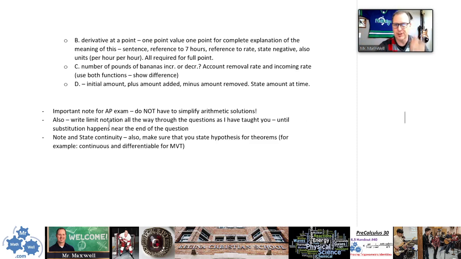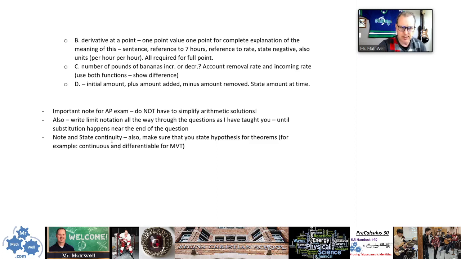Also, this was good too. I make you guys write the limit, right? Limit x approaches 0 for every line. She reiterated that. If you only write the limit for the first line and then it's equals and something and there are no limits, when it actually is a limit, you lose points. So write the limit notation all the way through the question, just like I've taught you, until the very end when you actually substitute that value in or apply that limit. Then you can write without the limit notation.